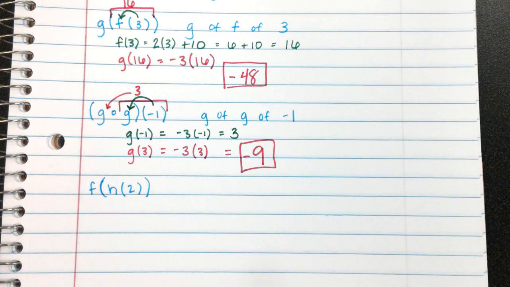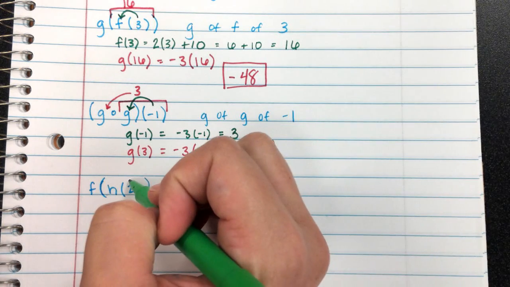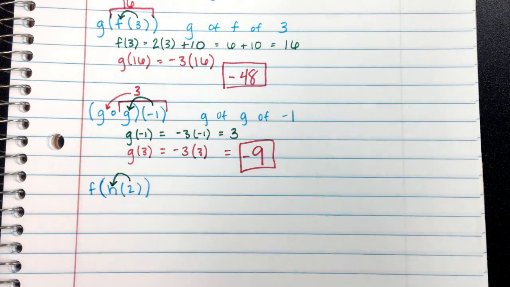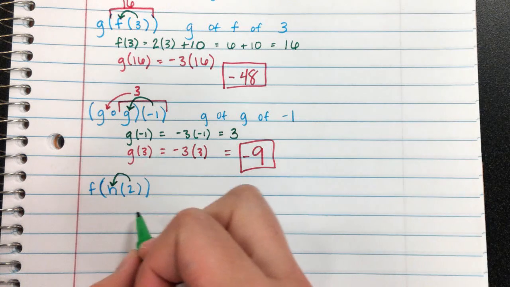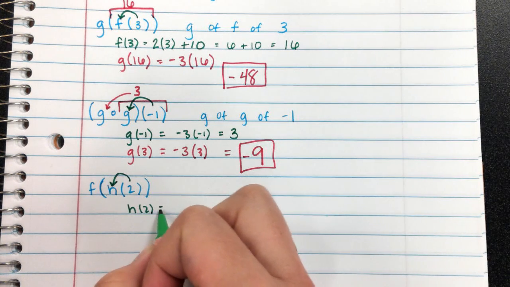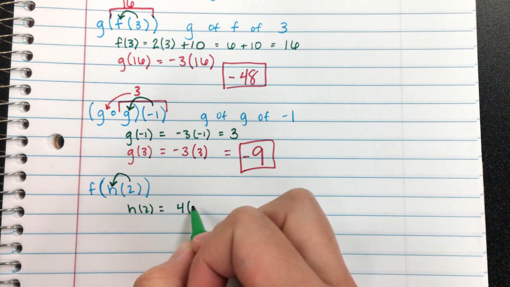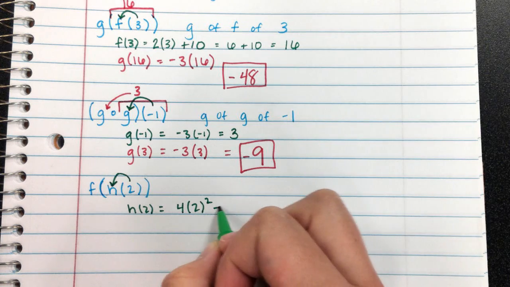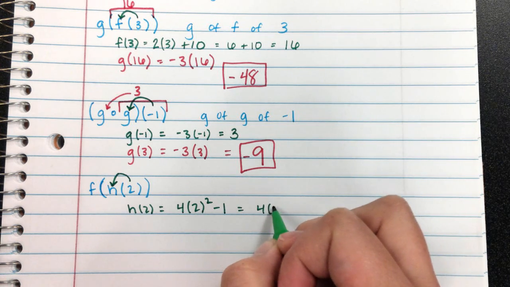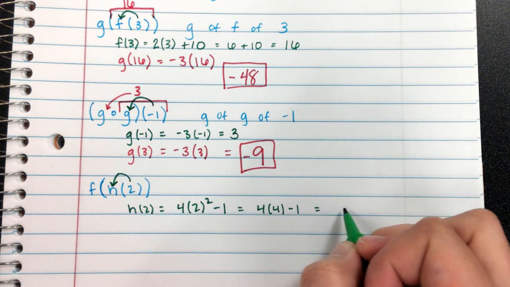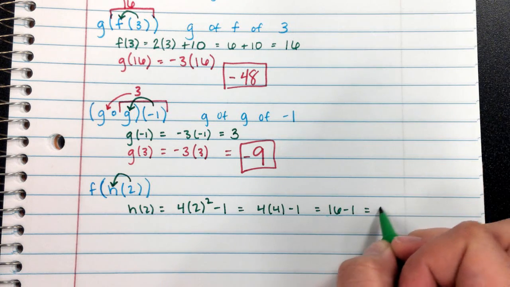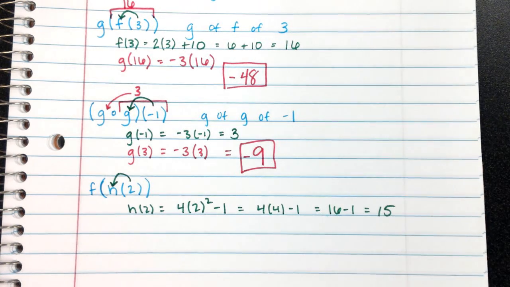So I'm just going to get you started. What are you going to plug in first? 2 into what? 2 into h. Do that on your paper and look up and check. Make sure you're very careful with the exponent. Everybody should be plugging 2 into h.